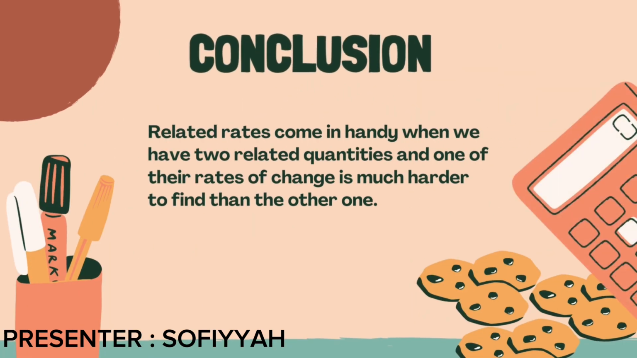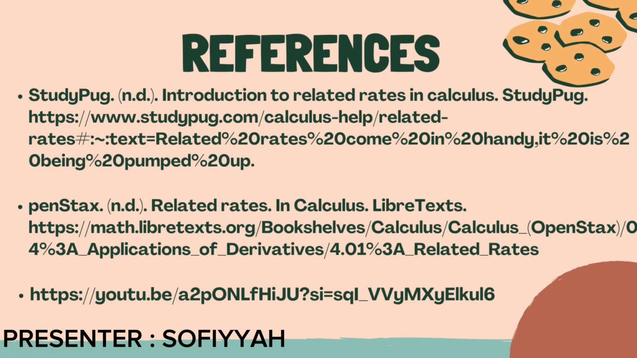And then the last one is conclusion. Related rates come in handy when we have two related quantities and one of their rates of change is much harder to find than the other one. And this is the references.